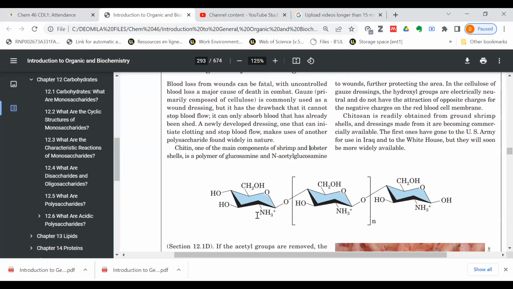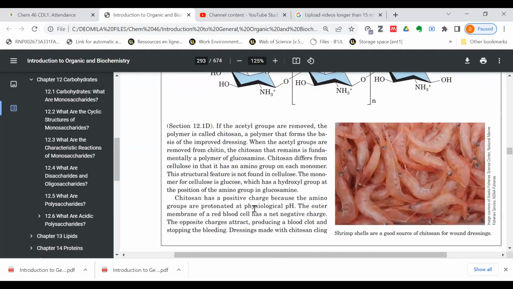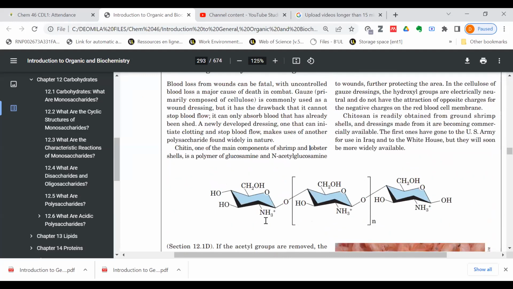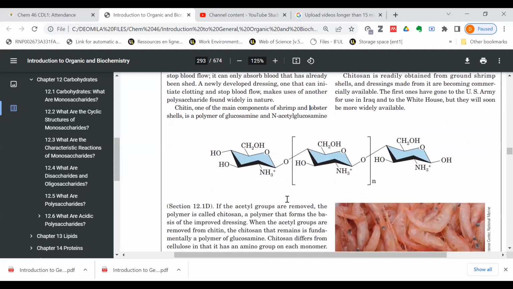If it is removed, you actually get your chitosan. So chitosan differs from cellulose in that it has the amino group. You have your NH2, but in water, the NH2 is protonated, so it becomes NH3+. So there is a difference between cellulose and chitosan. This is the chitosan. Chitosan also is a derivative of cellulose and chitin. Chitin has NH2, CH3.